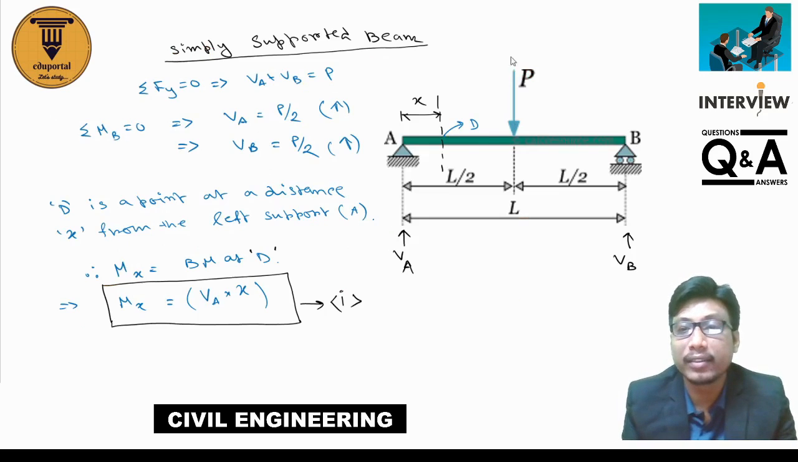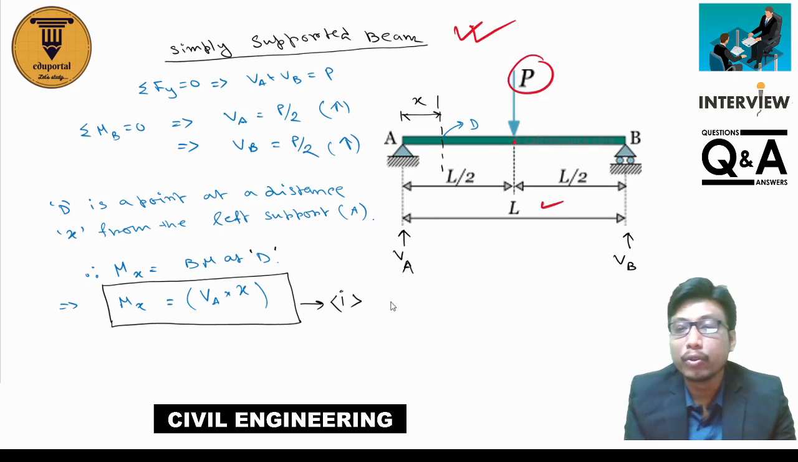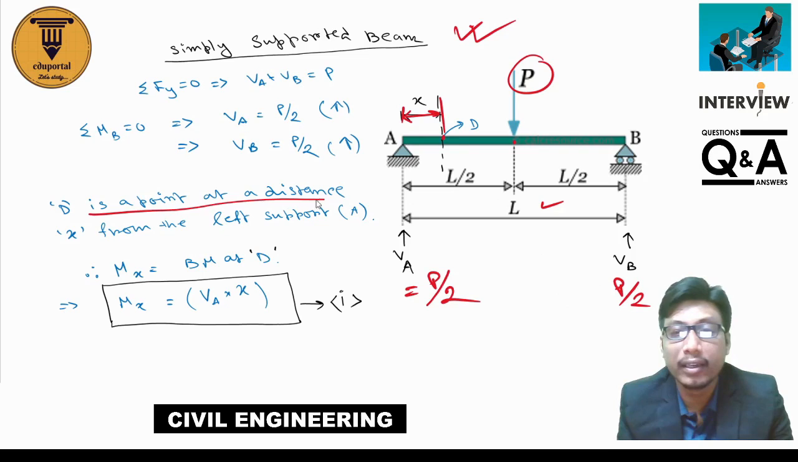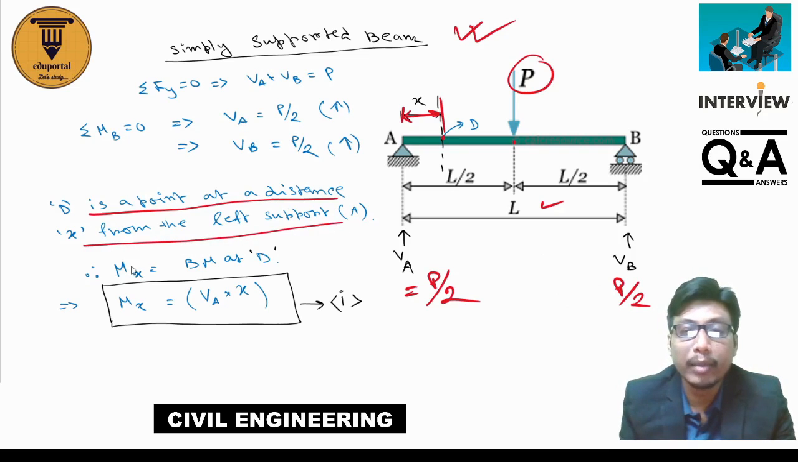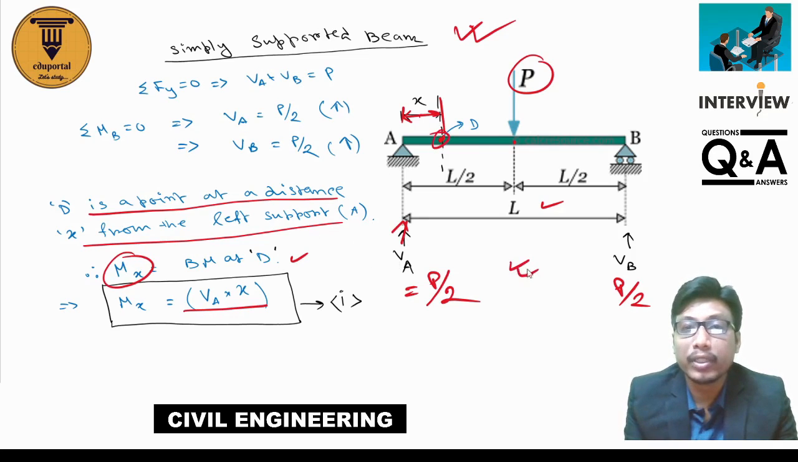For that, just take a simply supported beam of span L, and a load P acting at the midpoint. So VA, the vertical reaction at support A, equals P by 2 and VB equals P by 2. Then take a point D at a distance X from the left support, that is support A. So bending moment Mx at D equals VA into X. This is all about the simply supported beam.